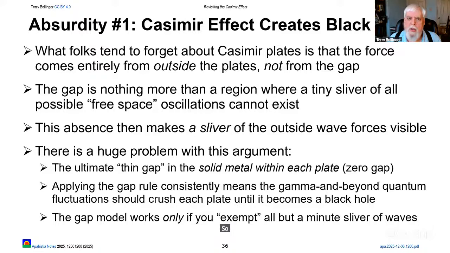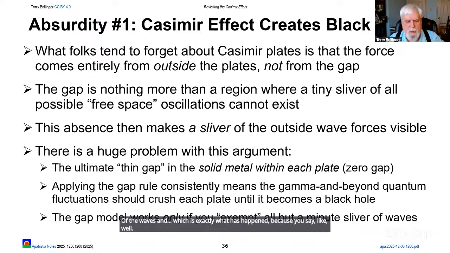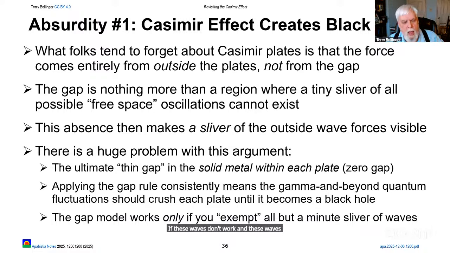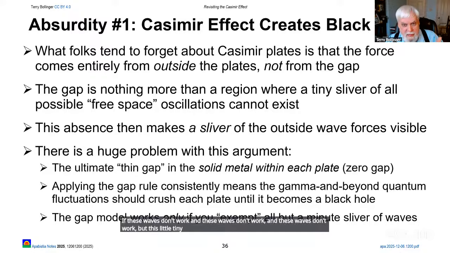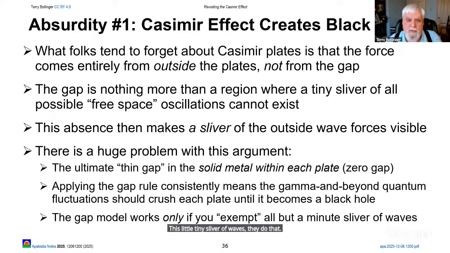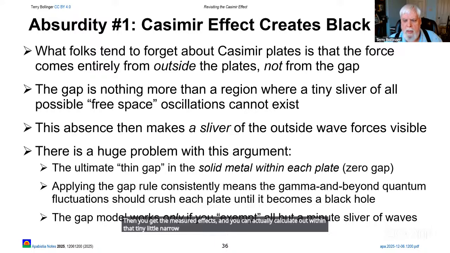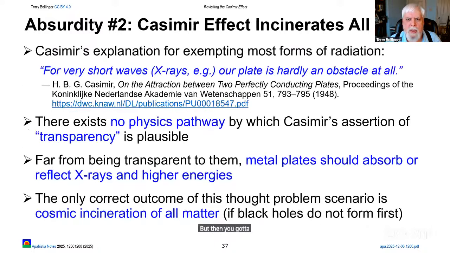So the only way you make the Casimir effect work is if you exempt all but an incredibly tiny sliver of the waves, which is exactly what has happened. Because you say, well, if these waves don't work and these waves don't work and these waves don't work, but this little tiny sliver of waves, they do. Then you get the measured effects, and you can actually calculate out within that tiny little narrow strip. But then you've got to look at it a little closer and say, how are you doing this exemption?